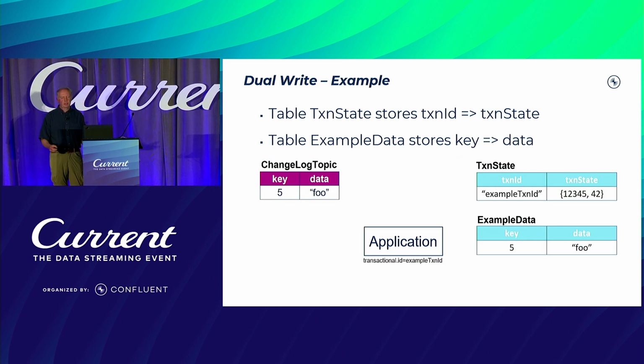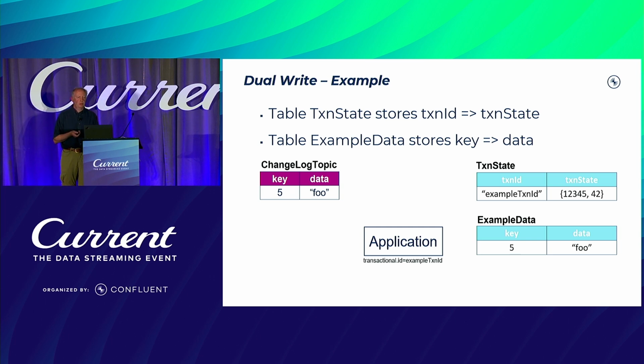And so, let's go through an example here. Suppose we have some application that logs the change into the changelog topic, and it modifies example data. Example data is just some application-specific data that the application needs to work on. And as part of the dual write recipe, it would also have a table where it maps the transactional ID to the transaction state. The transactional ID would be the configuration that you would set on your producer when you configure it. So for every application, you would get one record with the specific transactional ID, and the data would be the transactional state.